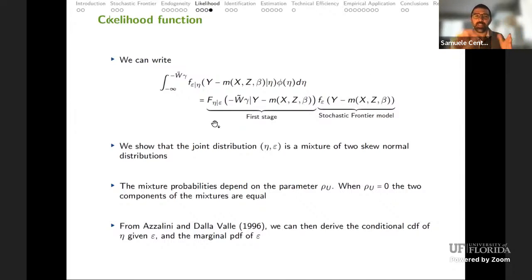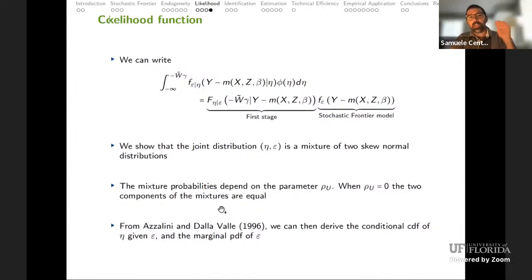We derive the joint density of eta and epsilon and then integrate eta over a certain interval analytically. What we show in the paper is that the joint density is a mixture of two skew normal distributions, which we know is going to create problems for identification. The mixture probability depends on the parameter rho u, which captures the dependence between the inefficiency term and the treatment. When rho u is equal to 0, the mixture disappears: with probability one half and one half, I'm drawing from the same distribution. So I go back to a standard framework analyzed in the stochastic frontier literature, where only the stochastic component is allowed to be correlated with the treatment.